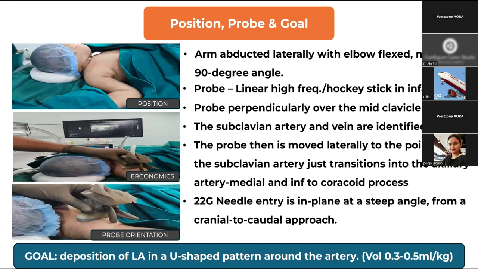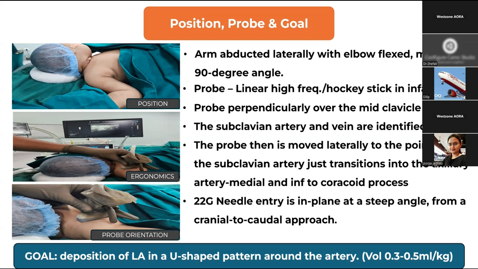So the position given was the arm was abducted laterally with the elbow fixed to a 90-degree angle. We use a linear high frequency or a hockey stick probe in these cases. The probe is placed perpendicularly over the mid-clavicle, and the subclavian artery is identified. The probe is then moved laterally, where the subclavian artery just transitions into the axillary artery, and this point is inferior to the coracoid process.